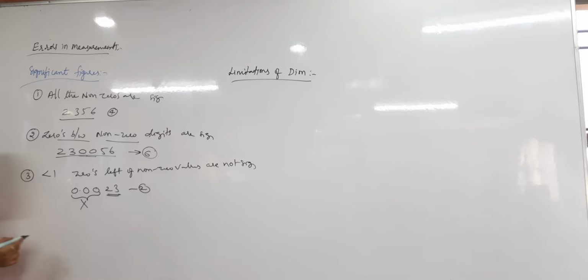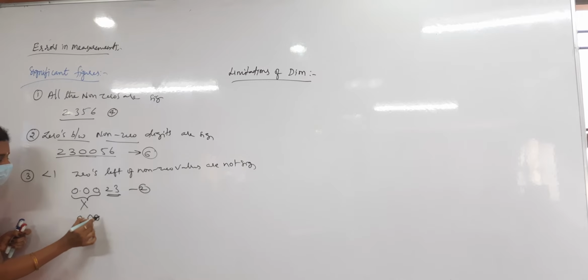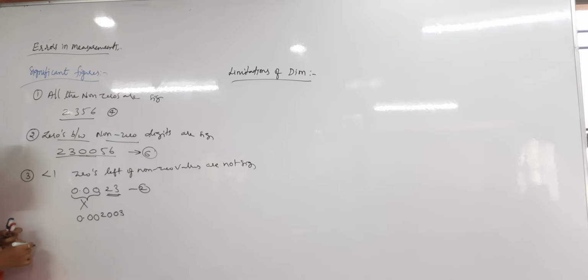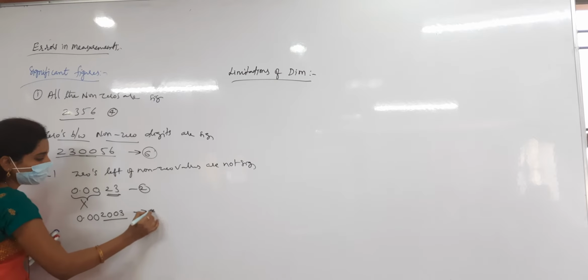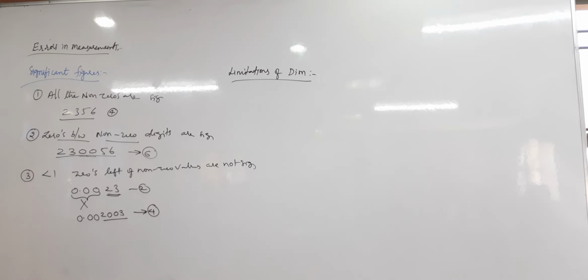For example, if I say 0.002003, how many significant figures are there? 4 are there, by the second rule. Between the non-zero values, zeros are significant only. So only these 4 are significant. That is the third rule.